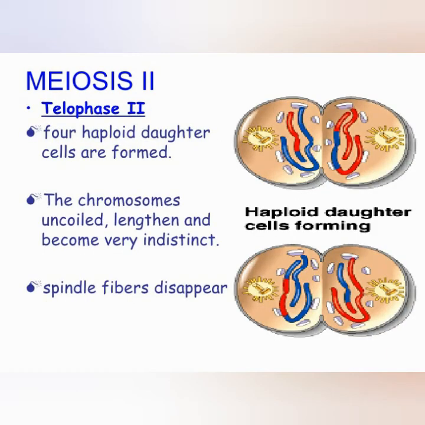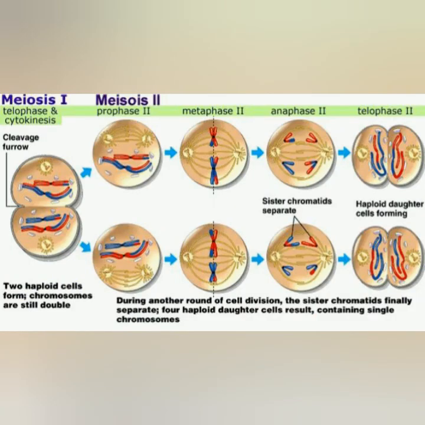Telophase 2, uncoiling of the chromosomes into chromatin, nuclear envelopes reform, and cleavage eventually produces a total of 4 daughter cells. Cleavage, that is the cytokinesis, a furrow is formed and the cell divides into 4 daughter cells, each with a haploid set of chromosomes. Now here the whole mechanism of meiosis comes to an end.